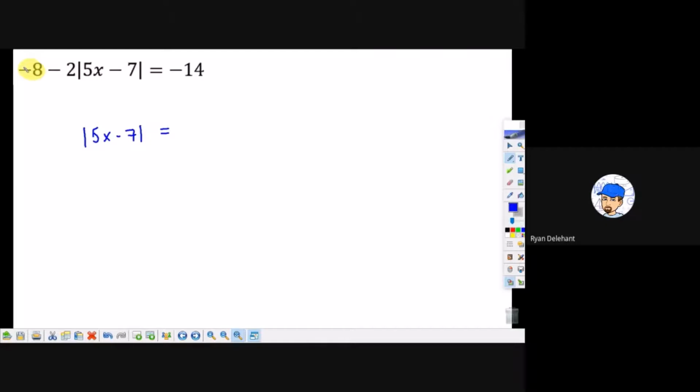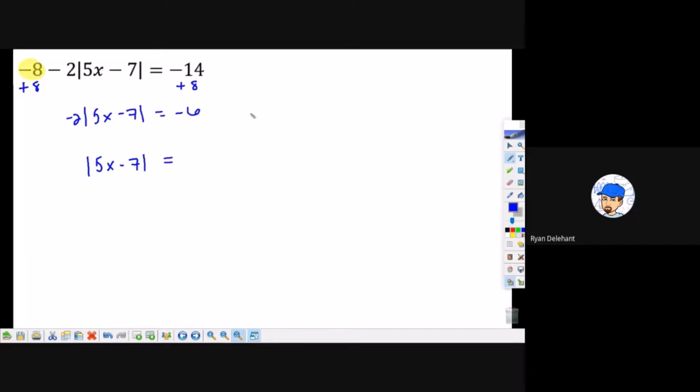This -8 is the hard part. This -8 is subtracting. How do you get rid of a subtraction? You got to add it. So we're going to take this and we're going to add it to this side. So that leaves us -2 times the absolute value of 5x minus 7 is equal to -6.